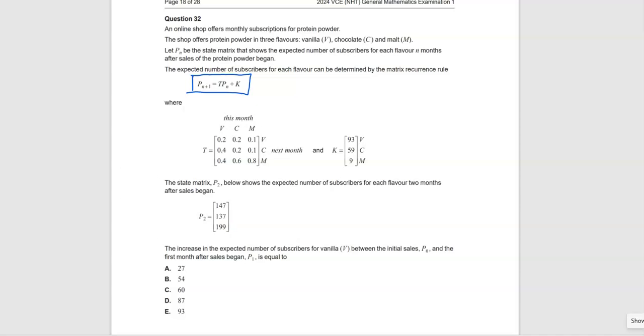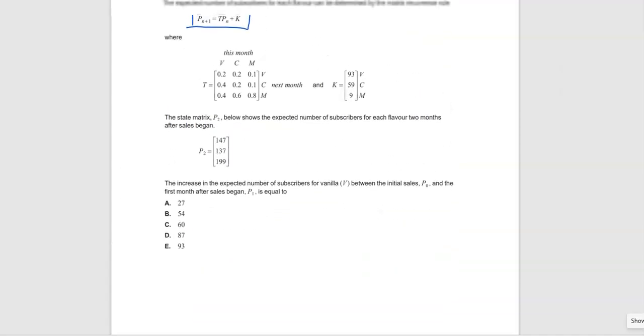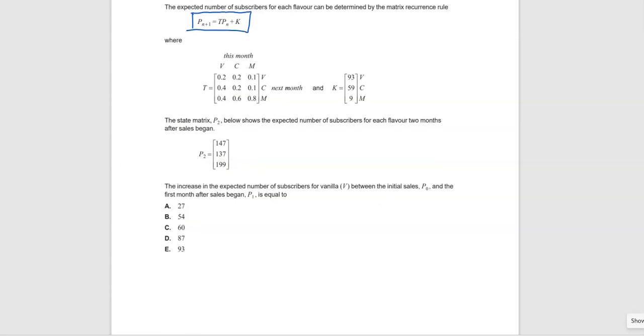So here's the rule of how to get the next month of subscribers, and you can see you've got to add K, and they've given you that there. And they've given you P2. So the increase in the expected number of subscribers for vanilla between the initial sales P0 and the first month P1 is equal to... So pretty much we need to know what P0 is and what P1 is. We don't have them, but we have P2.